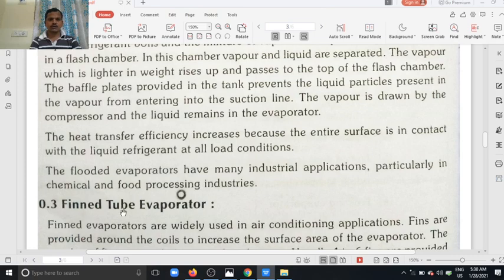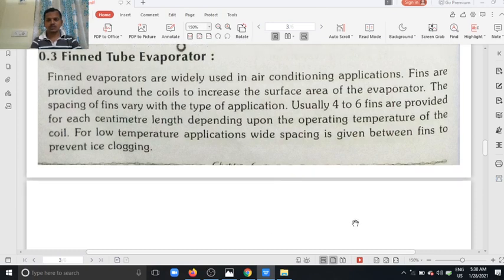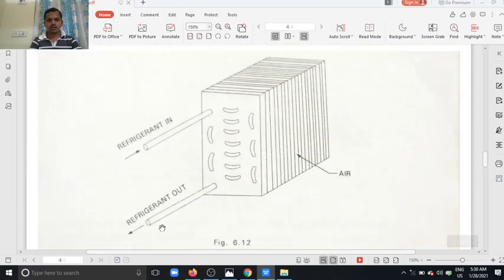Next one is finned tube evaporators. These finned tube evaporators are used in air conditioning applications. Generally, the fins are provided around the coils. See this figure. So this is a coil. In this coil, the refrigerant passes. The refrigerant enters into this coil, and in this coil the refrigerant circulates.